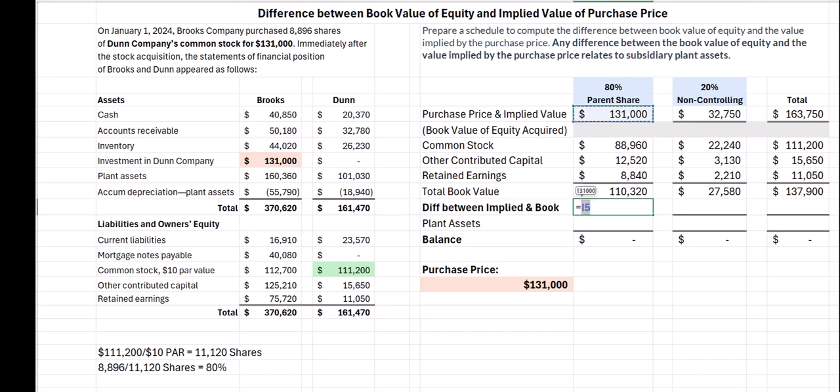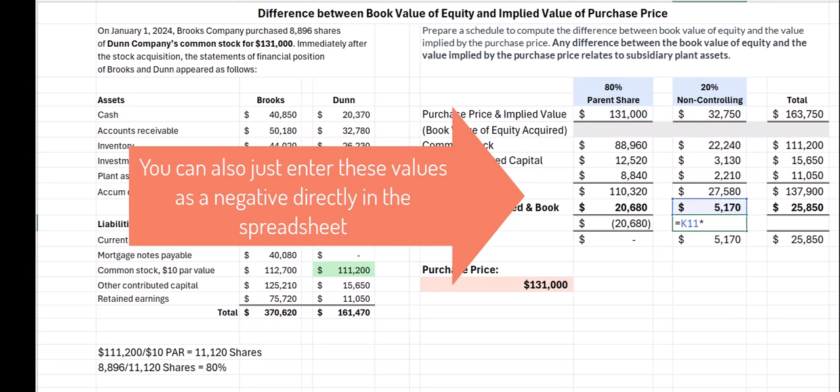Now I'm going to look at the difference between implied and book value. The implied value here minus my book value here will give me a difference of 2,680. Here I take, for non-controlling, implied minus book, and then my total here. So what we know is that any difference between book and equity relates to subsidiary plant assets. And so what I need to do is zero out that balance.